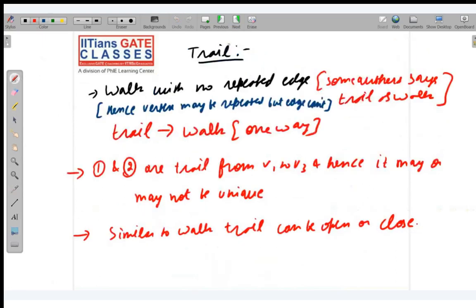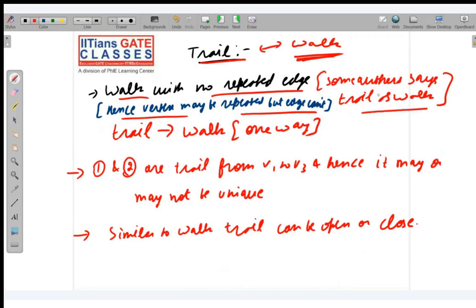What is a trail? Some books say trail and walk are the same, but the Nursing Dev book treats them differently. It says that in a walk, vertices and edges can be repeated, but in a trail, vertices can be repeated but edges cannot be repeated. So a trail is a walk with no repeated edge. Hence a vertex may be repeated but an edge cannot. Some authors say trail and walk are the same, but they are actually not the same.